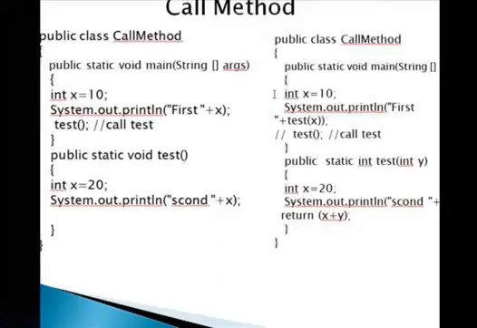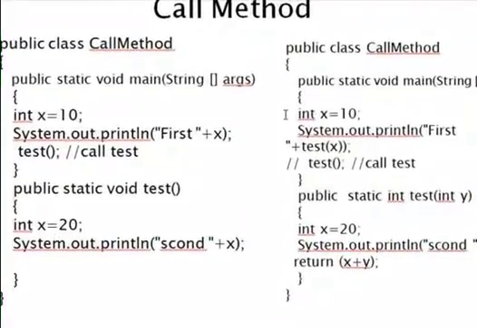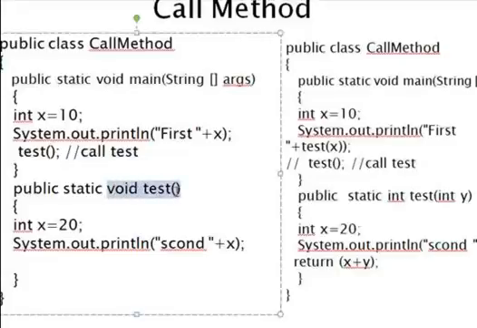For methods, we could have two types. One type we call a void method, which is a method that does not return any value, like this example right here. I'm calling test without any argument. You call this test and display the value of x right here.